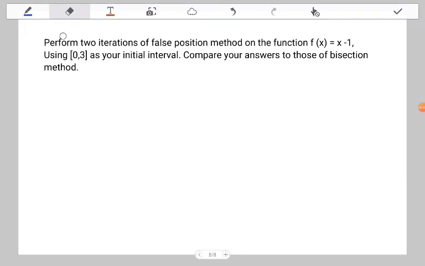Okay, so this is a continuation of our bracketing method, and here we're going to do our actual example. Please, before you do this example, make sure that you check the video where we proved the false position formula. It says: perform 2 iterations of the false position method on the function f of x given by x squared minus 1, using 0 and 3 as your initial interval. Compare your answers to those of the bisection method.